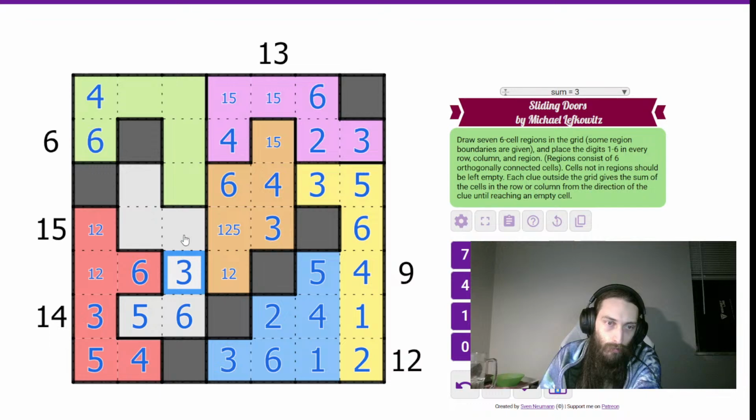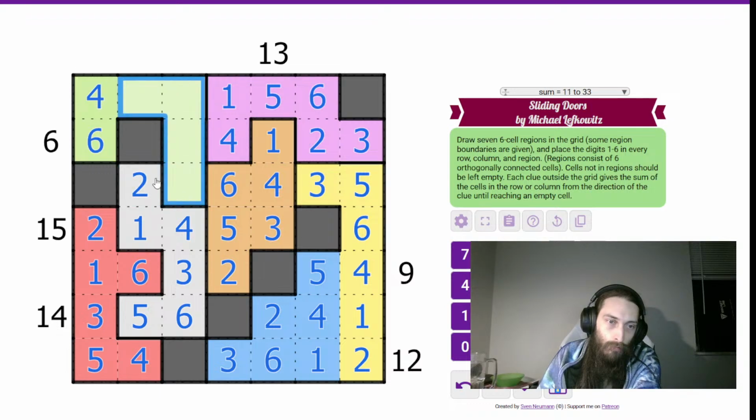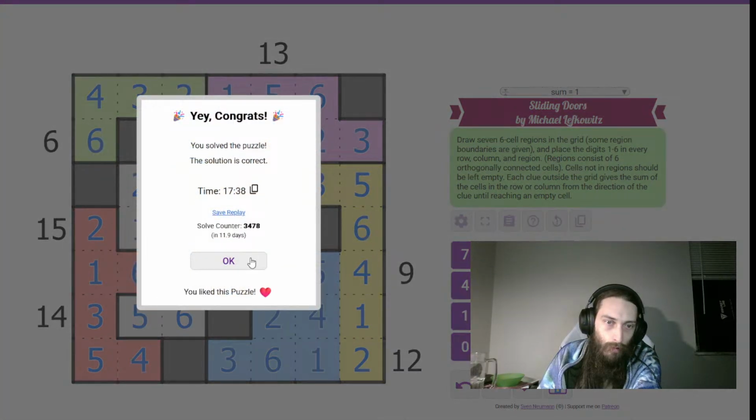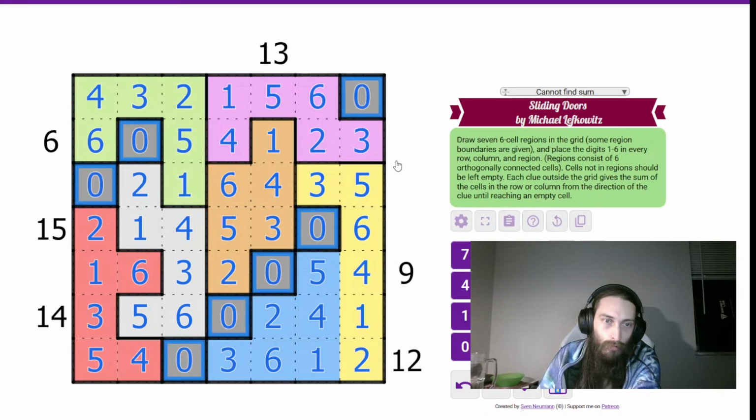2 pair makes this 3. 1, 2, and 4. Those aren't 4, so that is. 1, 2 pair makes that 5. Makes that 1, makes this 2, makes that 1, makes that 5. 1, 2, 1, 2, 3. 1, 2, and 5. So 2, 5, and 1. Ta-da! Okay.